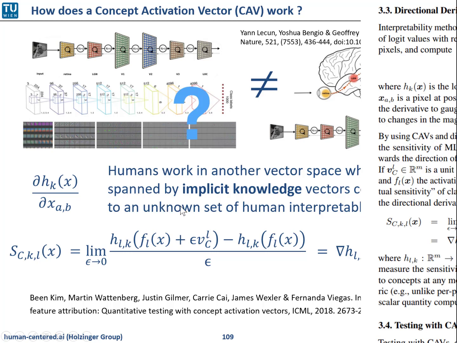Interpretability methods like saliency maps use the gradients of logit values with respect to individual input features like the pixels, and compute the partial derivative of h sub k of x over partial derivative of x sub a and b. And below we can see the overall formula for achieving this. By using the CAVs and the directional derivatives, we gauge the sensitivity of machine learning predictions. So this is to measure the sensitivity of model predictions.